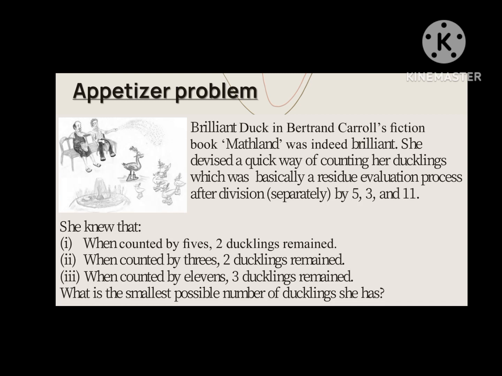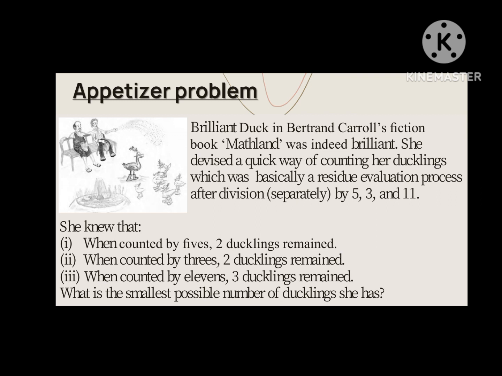Appetizer problem. Brilliant Duck in Lewis Carroll's fiction book was indeed brilliant. She devised a quick way of counting her ducklings, which was basically a residue evaluation process after division separately by 5, 3, and 11.